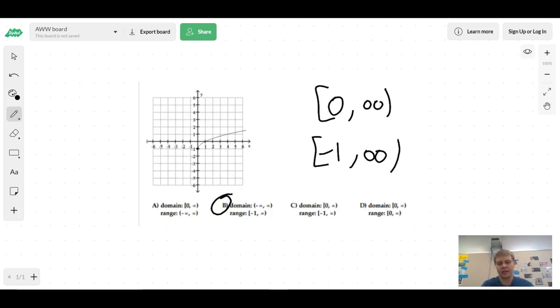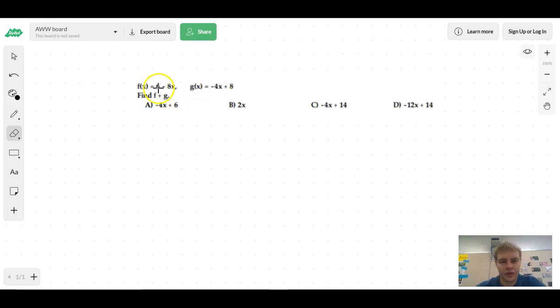The other way you could write this, if they wanted to write this in a different form, is like x is greater than or equal to 0, because see how we start at 0 and we go off to infinity. Or the other way to write this would be that y is greater than or equal to -1. And that would be the other way to write that. Try the next one. For this one, they just want us to add the two functions together.